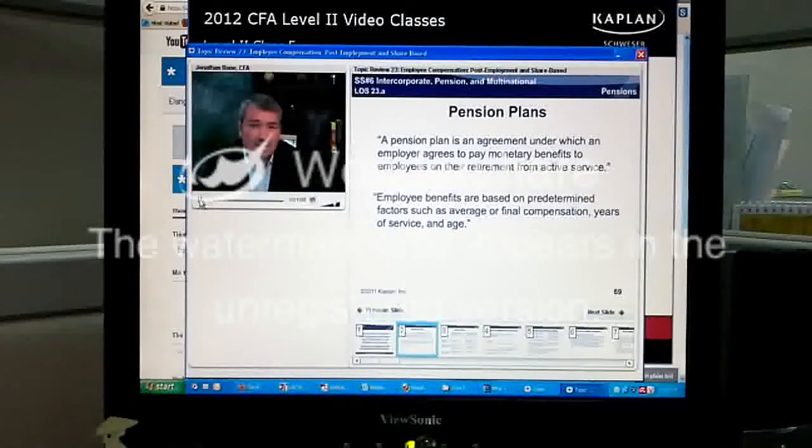Well, what we've really just defined with these two quotes are defined benefit pension plans. And we're going to see on the next couple of slides there are two major types, defined contribution and defined benefit. Defined contribution is going to cause us and you no problems at all. Defined benefit, however, is going to be turning your hair grey overnight.